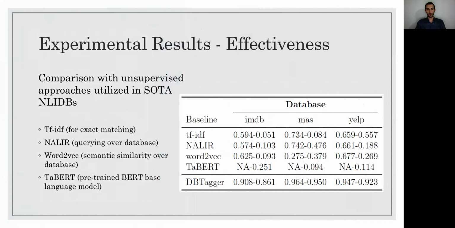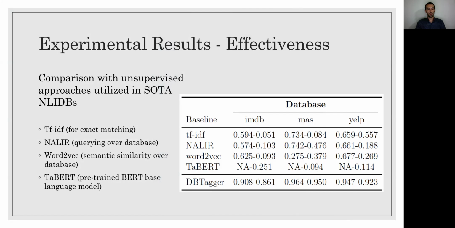So these are the experimental results. Here we compare DBTagger with unsupervised approaches utilized in state-of-the-art NLIDB systems. In this particular experiment, we implement 4 different baselines on 3 different data sets, and each pair of scores in the table on the right indicates accuracy scores for relation and non-relation matching, respectively. Here we have TF-IDF to simulate exact matching. We implement NLIR, whose approach is querying over the database. And we have Word2Vec, which is to simulate semantic similarity approaches.